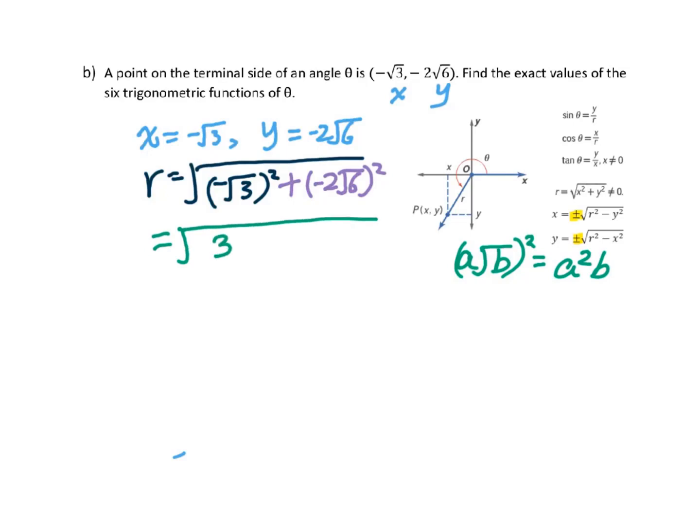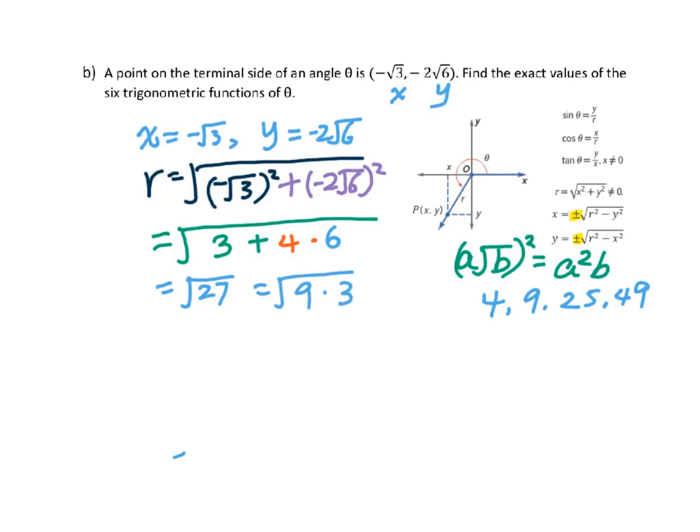So we got this one is 3 plus negative 2 squared is 4 times square root of 6 squared is 6. You got the 27. 4, 9, 25, 49. You will get square root of 9 times 3. So square root of 9 is 3. Square root of 3.